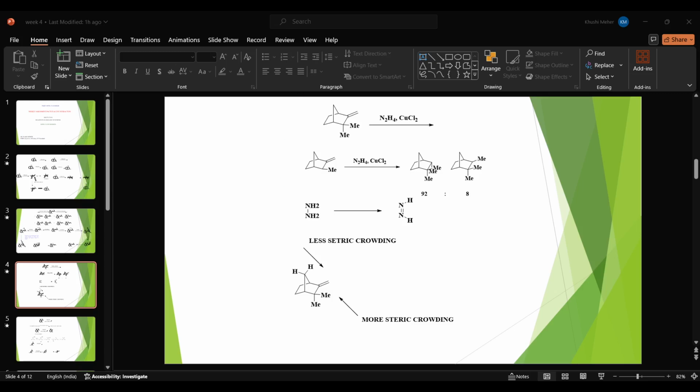Yeah, the ring will break. Okay, how the ring will break, I will show you. First, what will happen? Whatever the mechanism is, I will show you in the sketching also. First it will form this one. Now after that, what will happen?